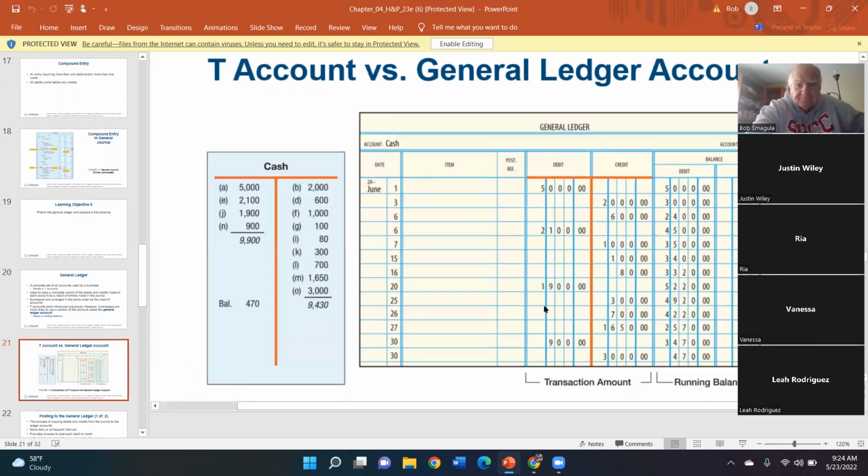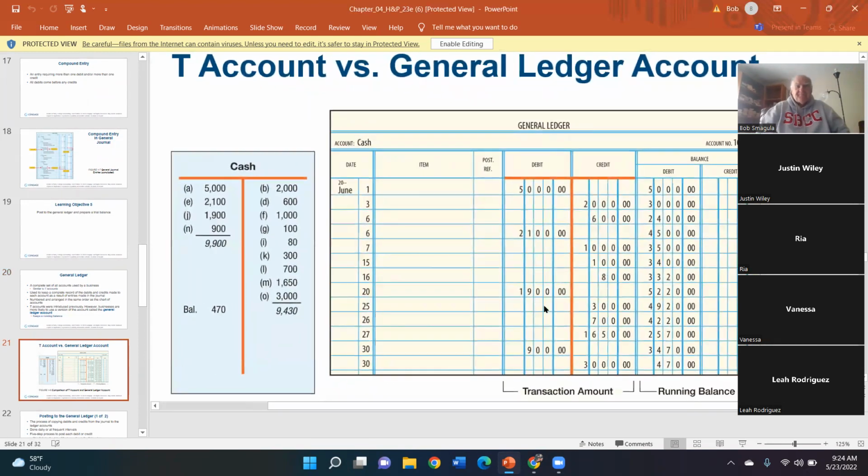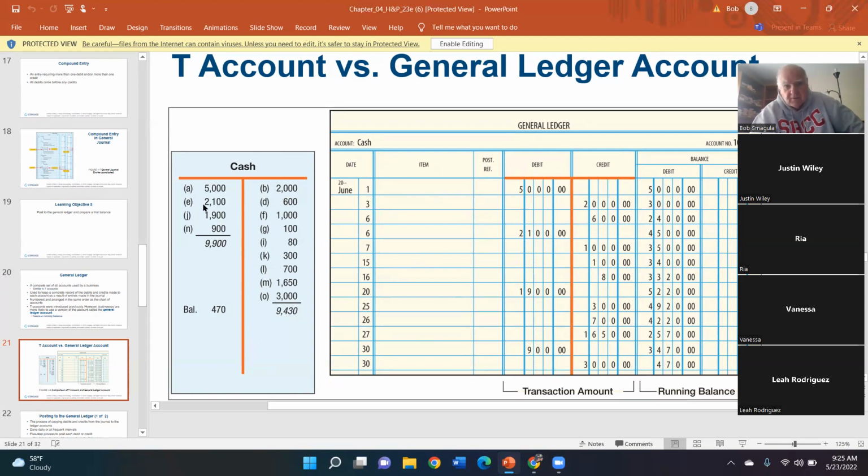So here we go. Let's take a peek here. Here is our T account for cash. And you notice we have a plus 5,000 and another plus 2,100. Then we have various credits. We have some debits, which increase the cash. Cash has a normal debit balance, and that balance is $470. So that's a poor man's look at a general ledger, okay?